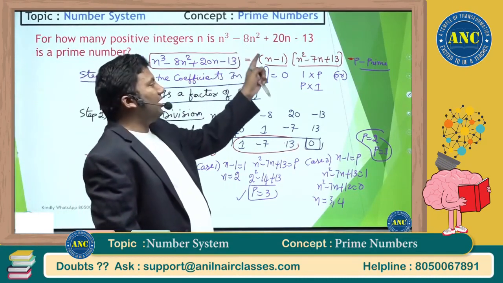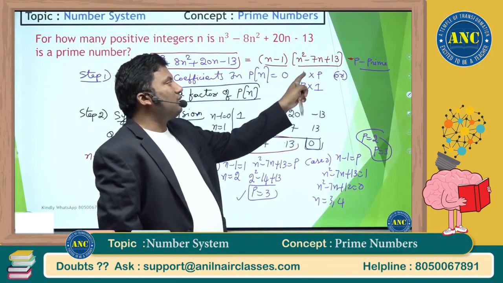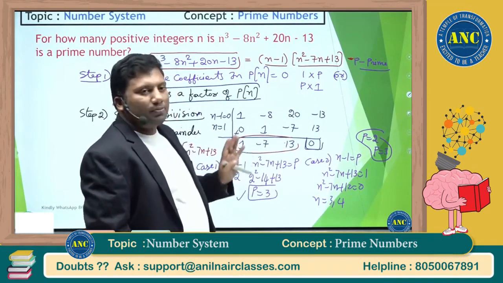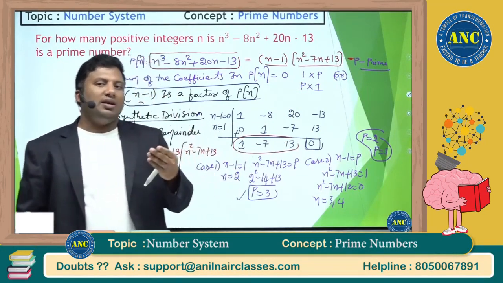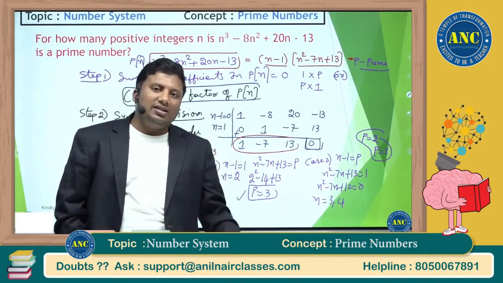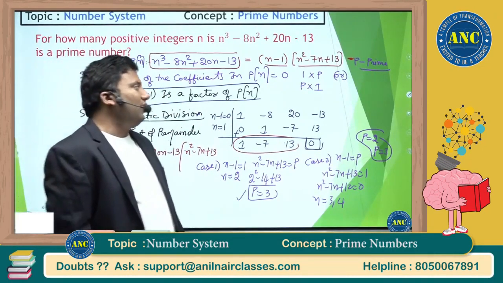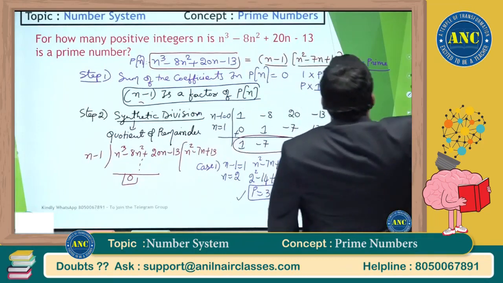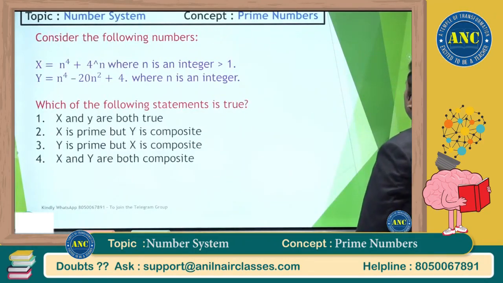Because this expression is a prime number, it should be 1 into P or P into 1. I substituted. If I get P as a prime number, then that value is the right value. If I get P as a composite number, then the value is an incorrect answer. I hope the quadratic also we did, cubic also we did.